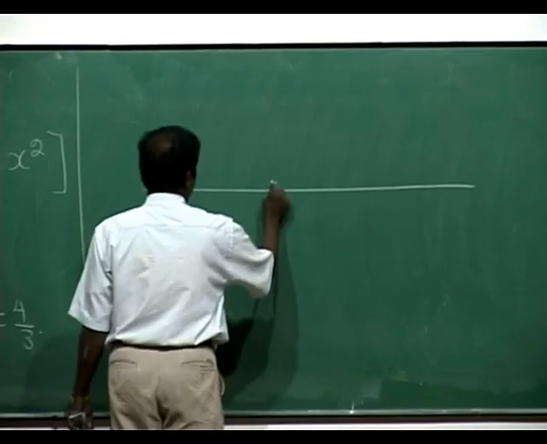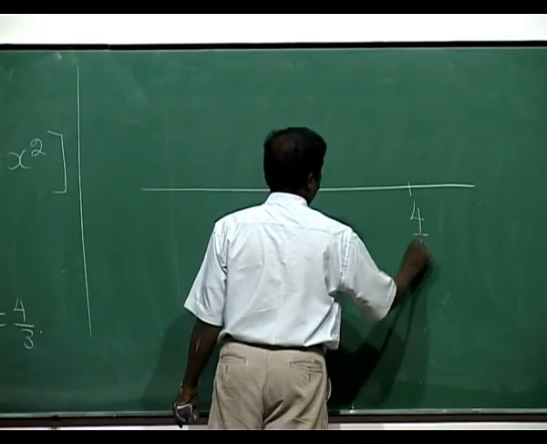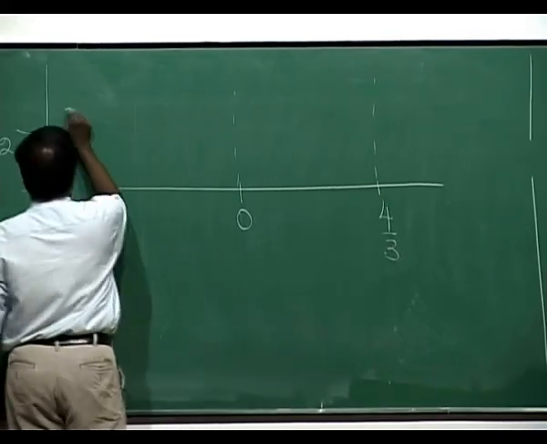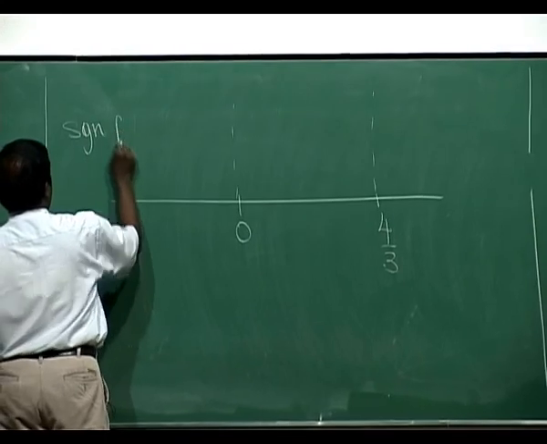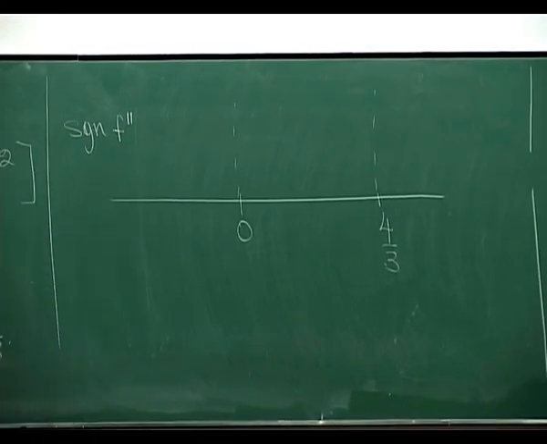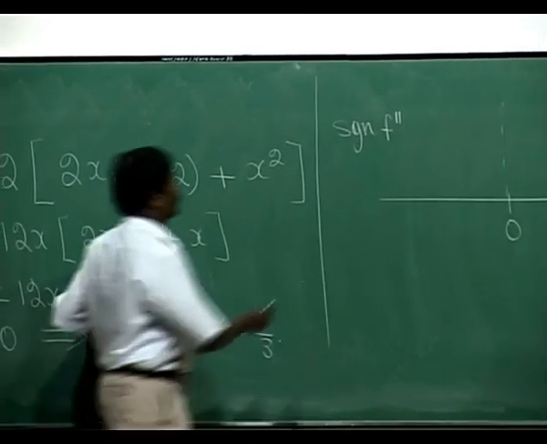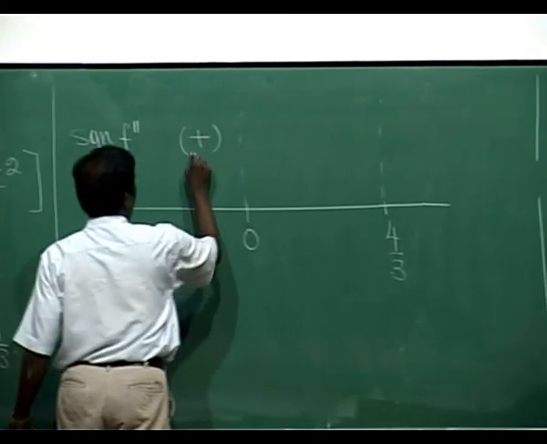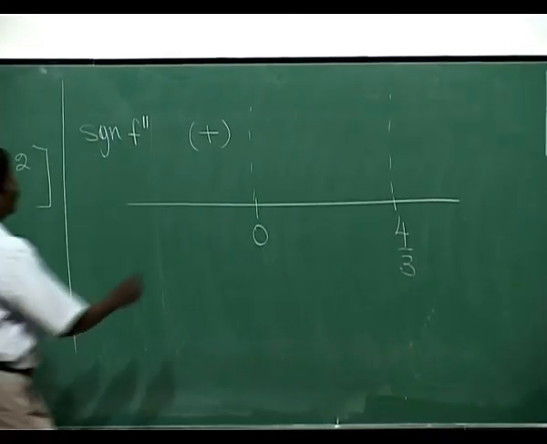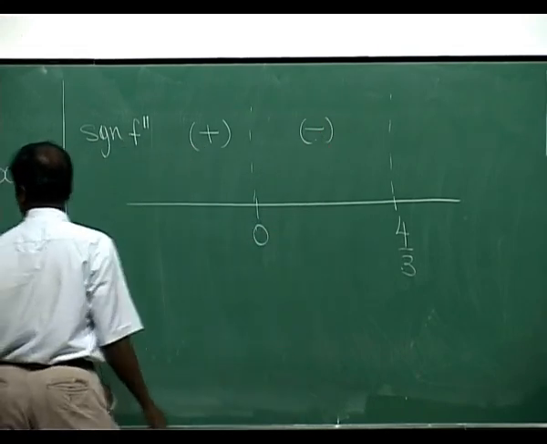So at x equal to 0, this is 4/3, sign of f double prime. If we choose minus 1, for example, this is negative, so it's positive. And 1, that's negative. This is positive.